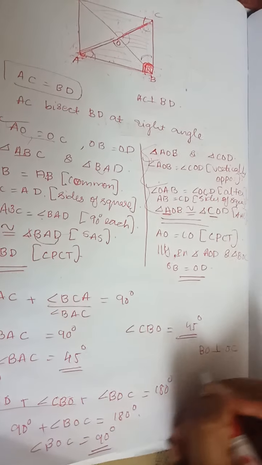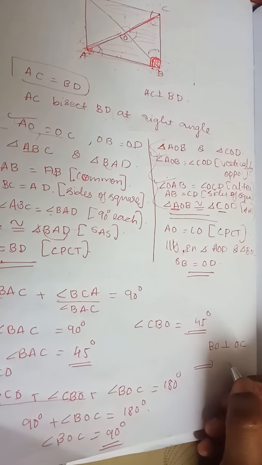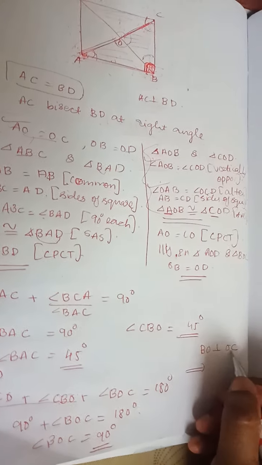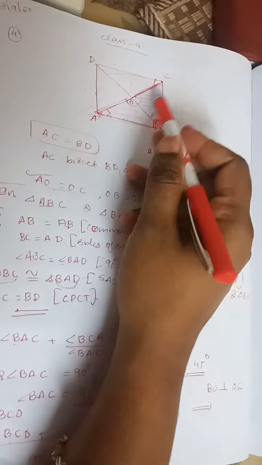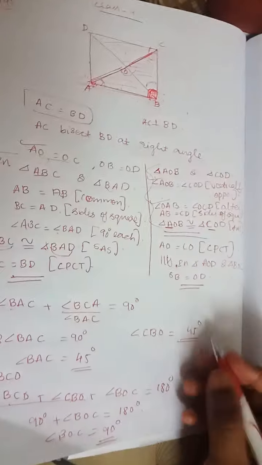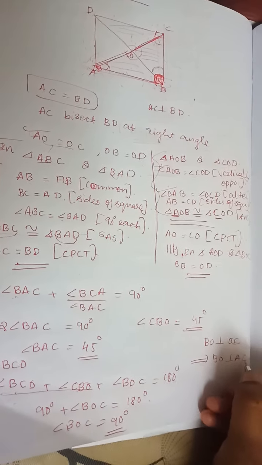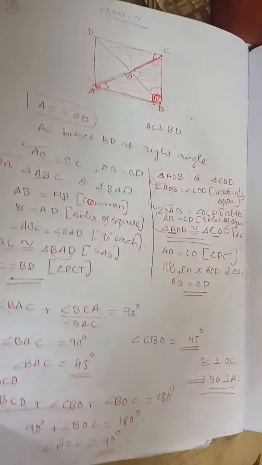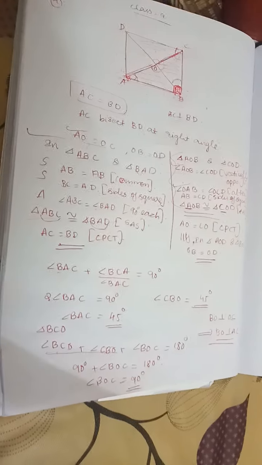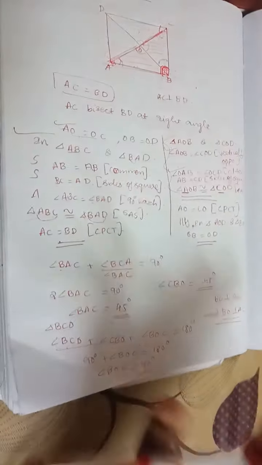That means we can say that BO is perpendicular to OC. BO is perpendicular to OC means BO is perpendicular to AC, because OC and AC are the same line. So BO is perpendicular to AC. So perpendicular one we proved. Whatever we want to prove here, all proof is done.